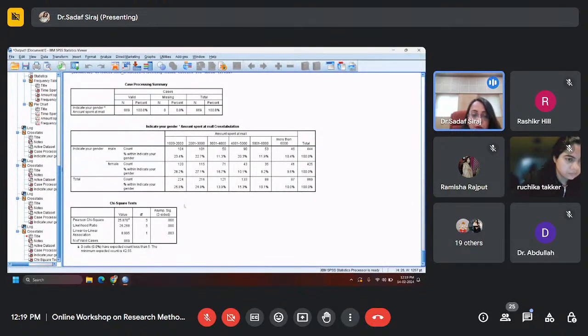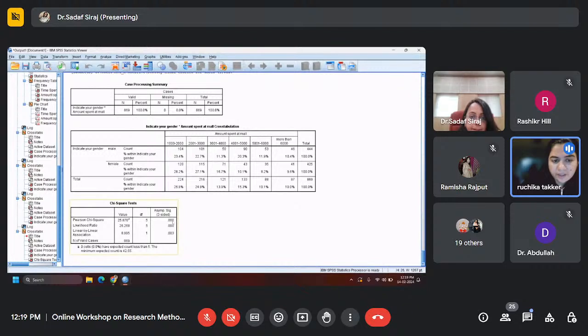Whenever this p-value is less than 0.05, please listen to me very intently. Whenever this p-value is less than 0.05 or it is less than 0.01, we reject the null hypothesis and we accept the alternate hypothesis. So what was the null hypothesis in this case? Very quickly, can anybody tell me what was the null hypothesis that we had formulated for this particular example here?